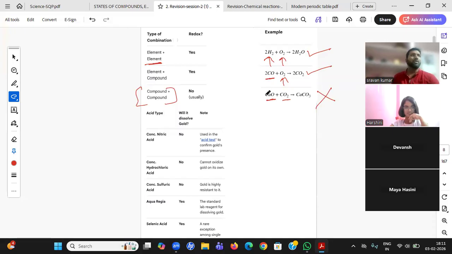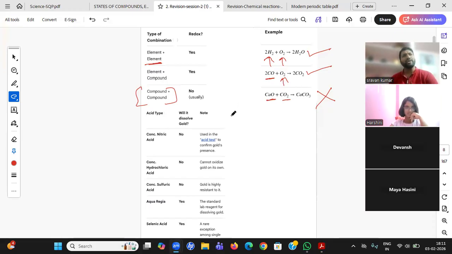So can all combination reactions be redox reactions? The answer is that 95% of the time it is right, 5% no. Where it is no, generally it is where two compounds are mixed. Yes, Narendra, right answer. It's not a redox reaction.